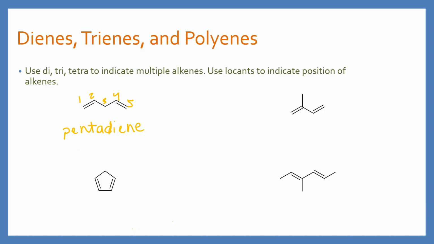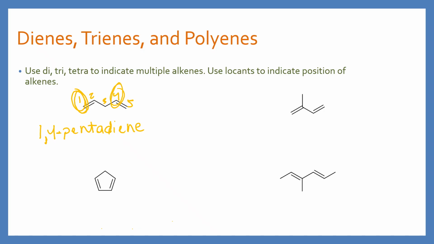And then we also need to indicate the numbers that our alkenes start on. They start on carbons number 1 and 4. So this is 1,4-pentadiene. And remember, we separate numbers with commas, and we separate numbers from letters with dashes.